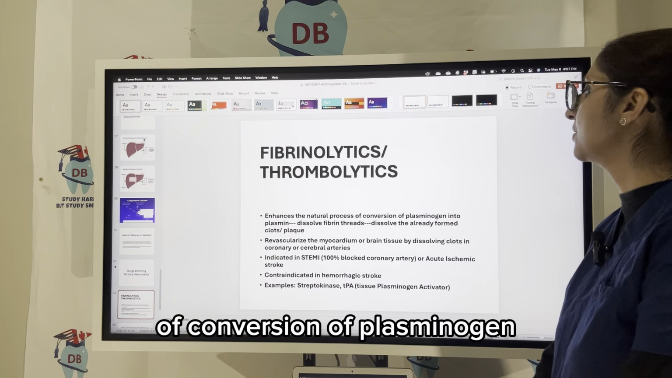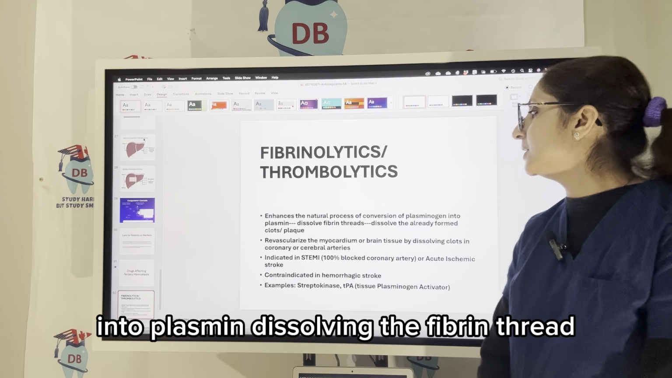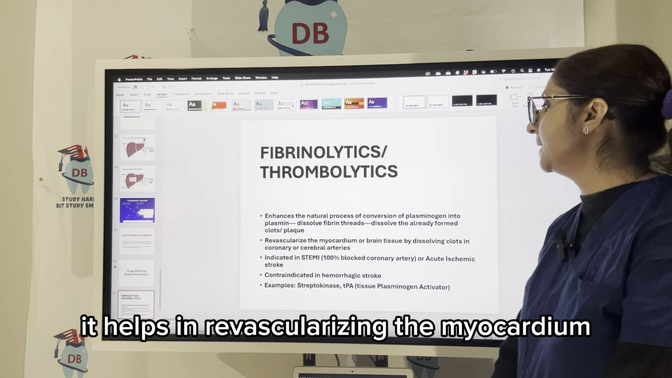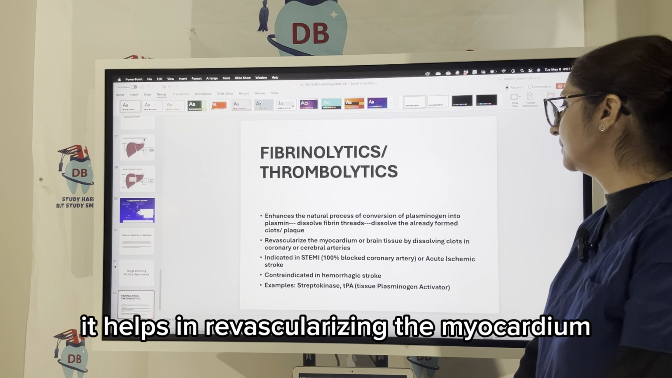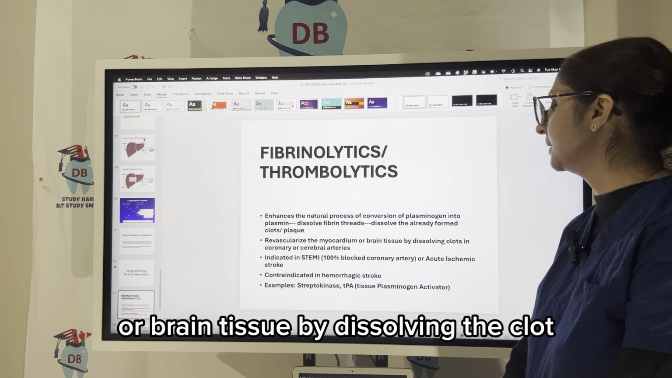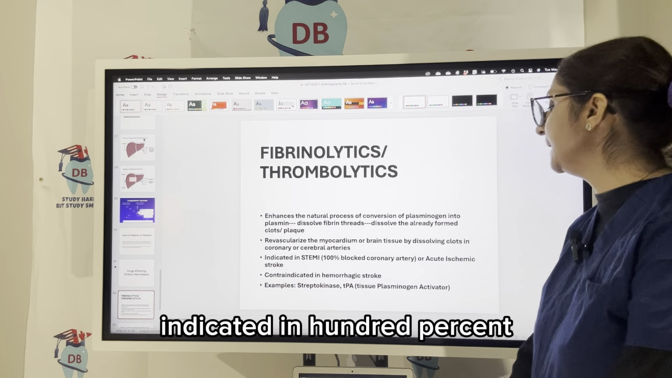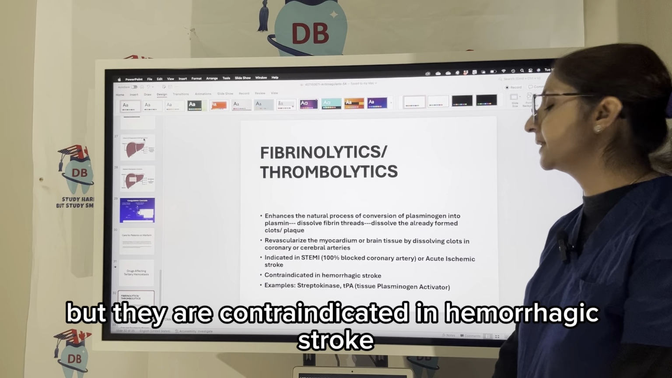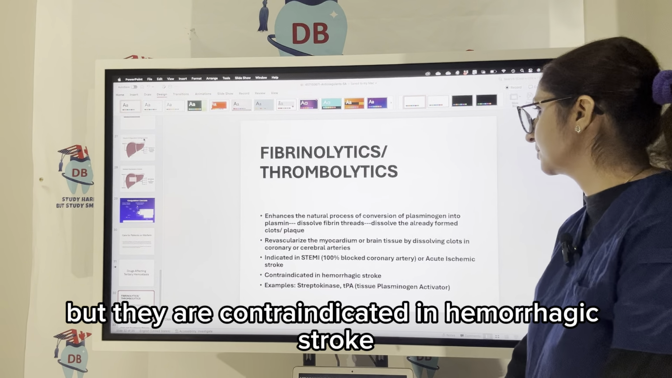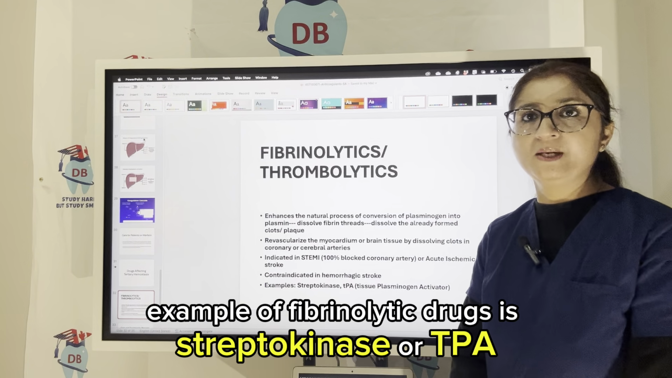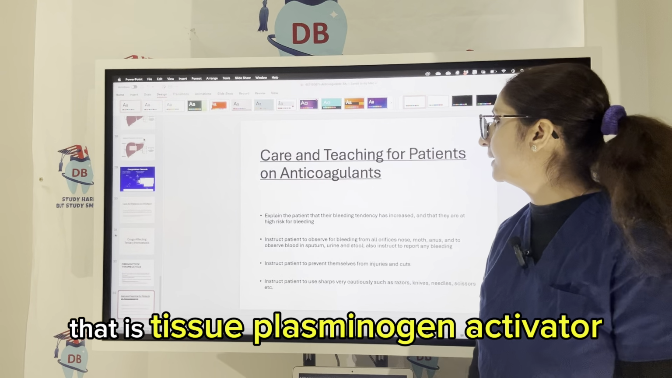Now, the drugs which are affecting the tertiary hemostasis, fibrinolytic or thrombolytic, they enhance the natural process of conversion of plasminogen into plasmin, dissolving the fibrin thread, dissolving the already formed clot. It helps in revascularizing the myocardium or brain tissue by dissolving the clot in coronary or cerebral arteries. Indicated in 100% blocked coronary artery or acute ischemic stroke, but they are contraindicated in hemorrhagic stroke. Examples of fibrinolytic drugs are streptokinase or TPA, that is tissue plasminogen activator.